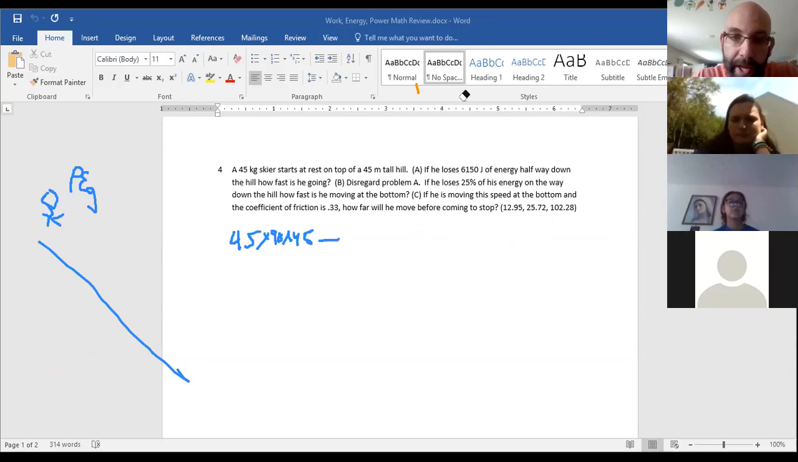But now what we're looking at is at the very bottom, they lost 25% of their energy. How much do they have? So now way down here, since they're at the very bottom of the hill, the only energy they have is kinetic. So what we can do is we have 45 times 9.8 times 45. Let's quickly just solve what that is, just so we have a number. This is 19,845.